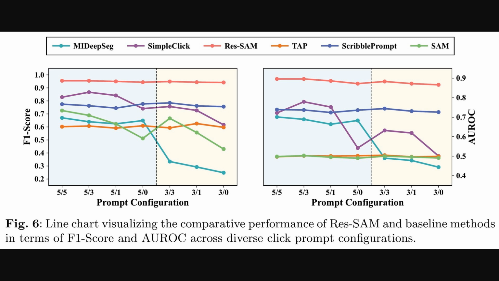levels. Both charts plot these scores against various prompt configurations, like 5 positive and 5 negative clicks, down to just 3 positive clicks. The red line, representing our reservoir-enhanced segment anything model, consistently stays at the top for both metrics, showing superior performance. Notably, its performance remains high even with fewer prompts, especially in the challenging 3 positive and 0 negative clicks case, where other methods tend to drop off significantly. This really highlights its robustness.